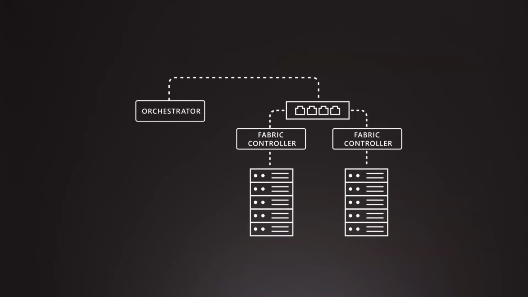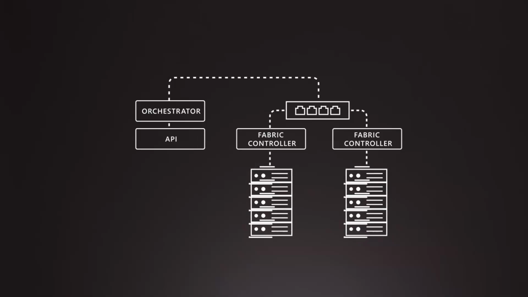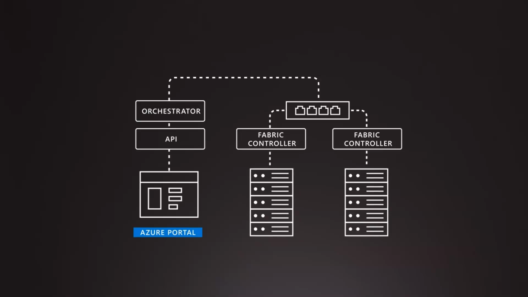So the orchestrator is responsible for managing everything that happens in Azure, including responding to user requests. And users make requests using the orchestrator's web API. The web API can be called by many tools, including the Azure portal. So when a user makes a request to create a virtual machine, the orchestrator packages everything that's needed, picks the best server rack, and then sends the package and request to the fabric controller. Okay, so once the fabric controller has created the virtual machine, the user can connect to it.